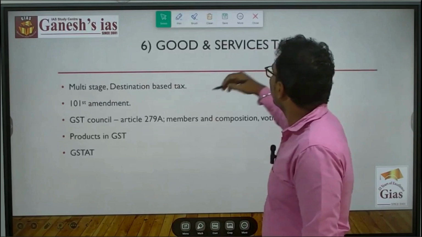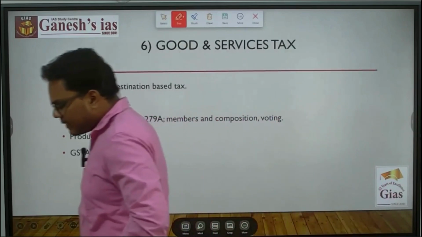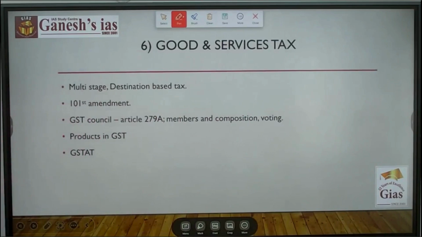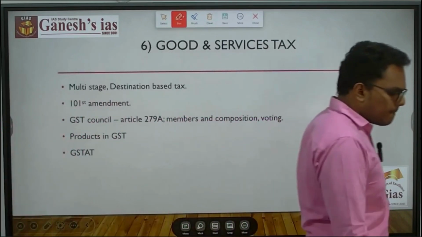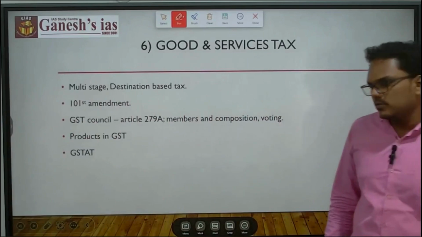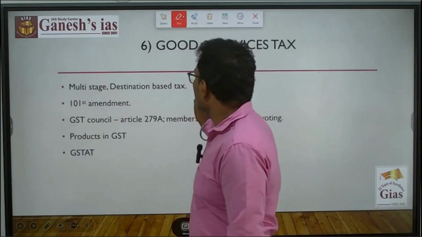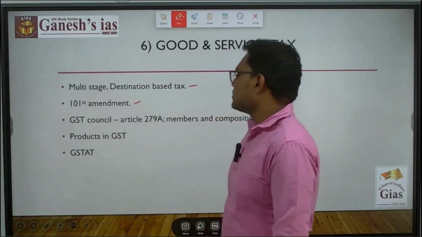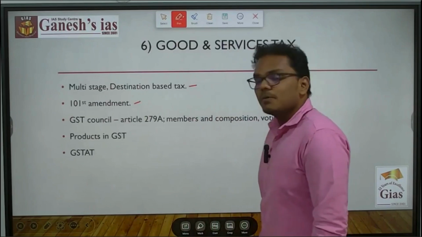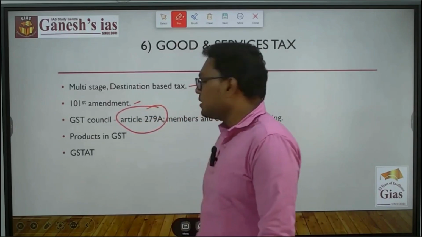Moving next. Okay, this is Goods and Services Tax. This has been there in current affairs for the last 7 or 8 years, at least 7 years, since 2017. GST is a multi-stage, destination-based tax. It was introduced as a part of the 101st Amendment. You can expect a question on the GST Council. It was incorporated under Article 278.